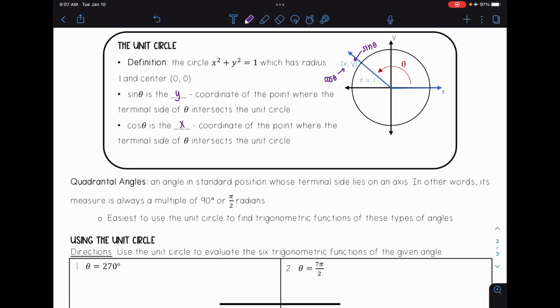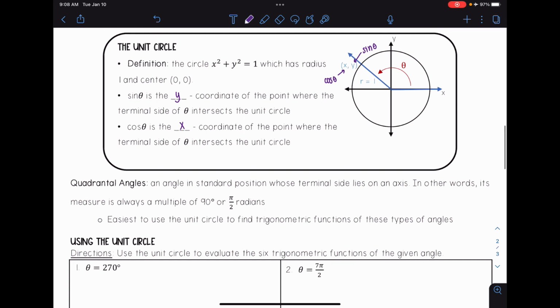And this is convenient to use with quadrantal angles, and this is an angle in standard position whose terminal side lies on an axis. In other words, its measure is always a multiple of 90 degrees or pi over 2 radians. So it's easiest to use the unit circle when we're trying to find a trig function of these types of angles. So what if it lands here, here, here, or here.